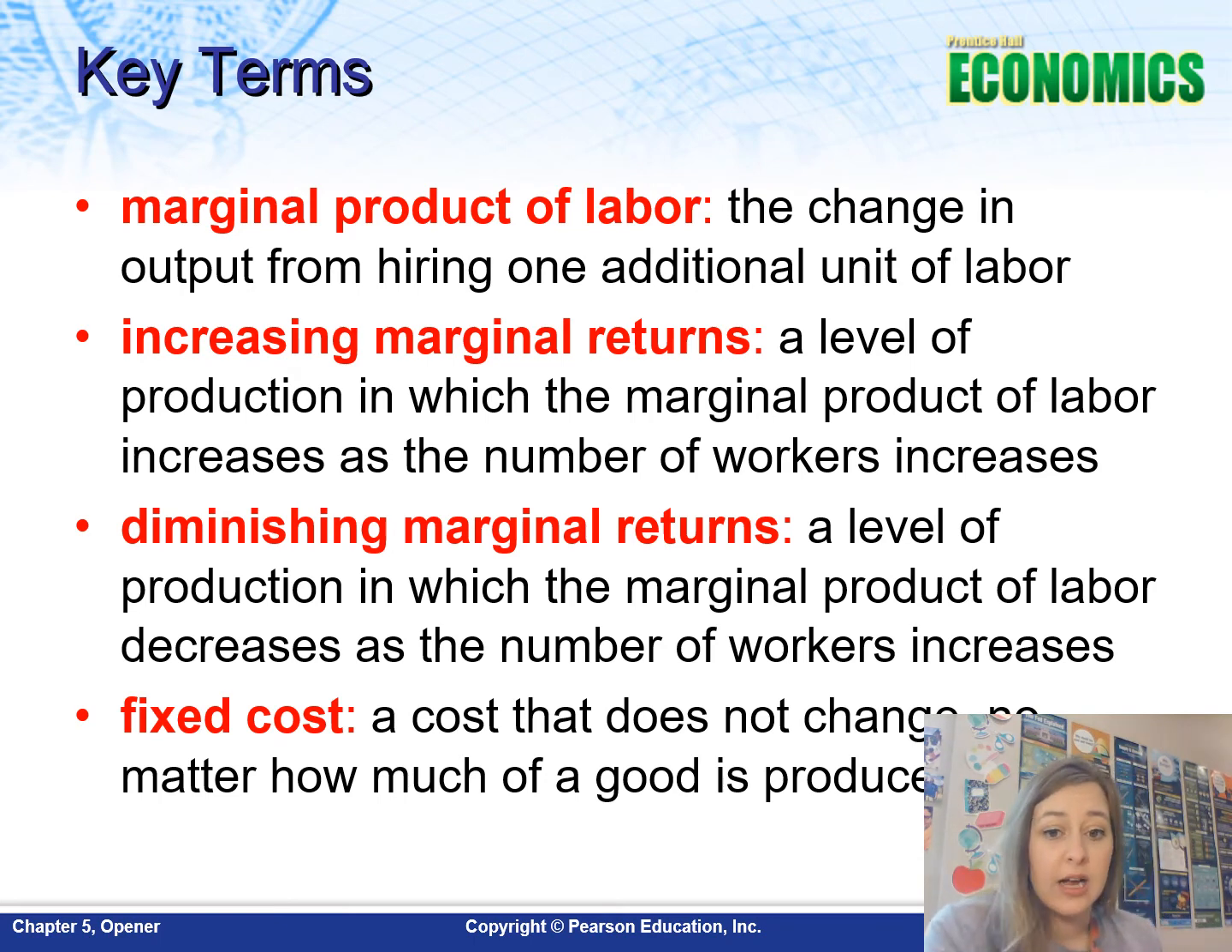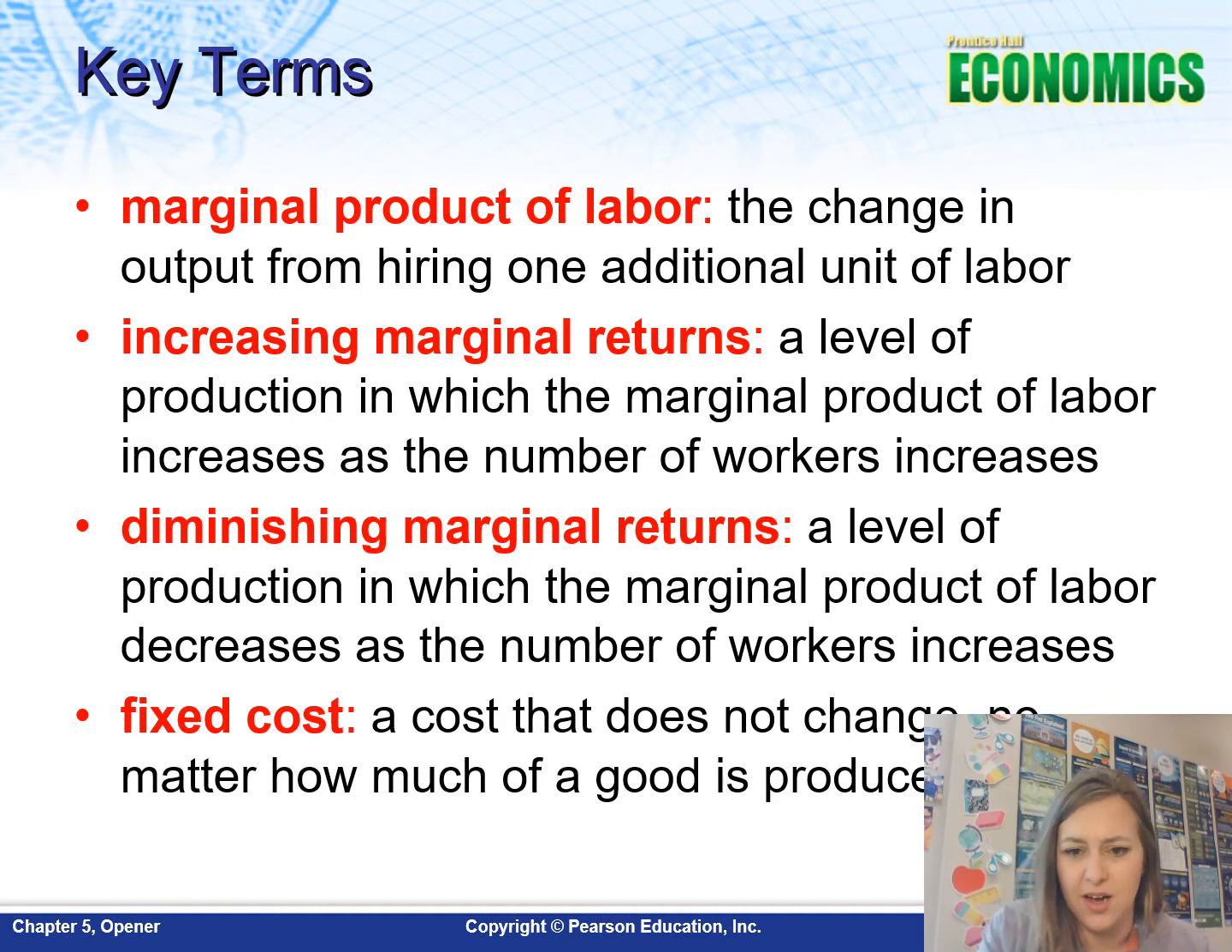A fixed cost is a cost that does not change no matter how much of a good is produced. So maybe the factory machinery, the price of that may not change much if you produce 100 versus 200 items of a good. You've already put that initial investment forward, and so the price of operating that is not going to change much.